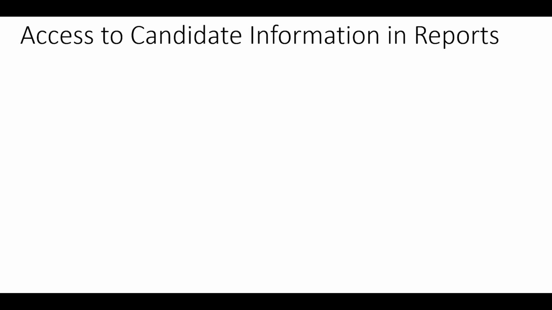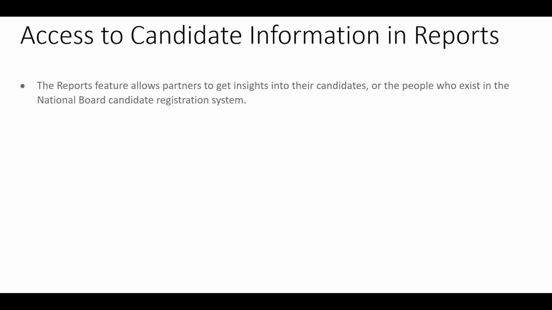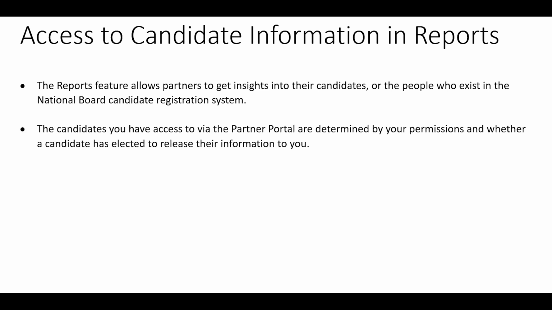Access to candidate information in reports. The reports feature allows partners to get insights into their candidates, or the people who exist in the National Board candidate registration system. The candidates you have access to via the Partner Portal are determined by your permissions and whether a candidate has elected to release their information to you.